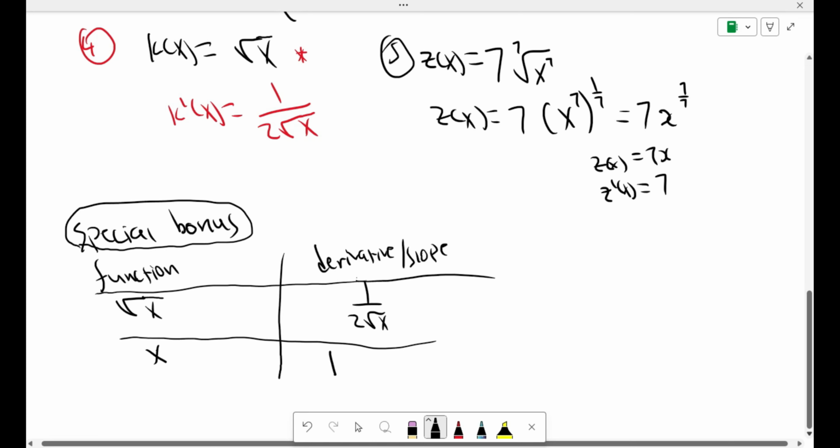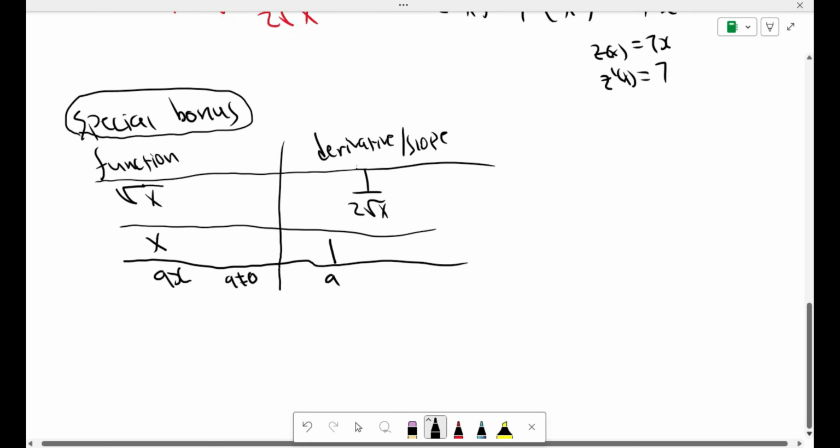But let me just make it interesting now here. If we have the derivative of ax, note that a is not equal to 0, it will be a. It will be a, guys. So yes, that's part of the bonus. That's part of what I had today for you guys.